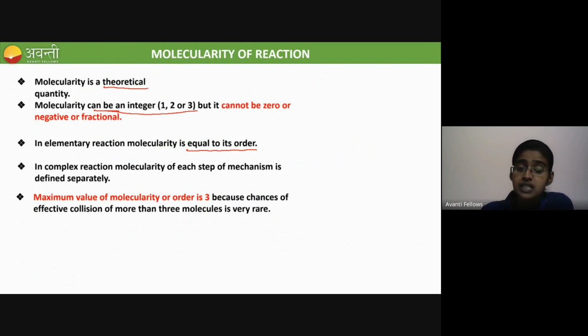But for complex reactions, which involve more than 2 steps, the molecularity of each step of the mechanism is defined separately. So you have to get the number of molecules reacting in each step, and then you get the molecularity. Okay. So the maximum value of molecularity or order is only 3. It cannot exceed 3 because the chance of effective collision of more than 3 molecules is very, very rare. Okay. So this is about the molecularity of the reaction.